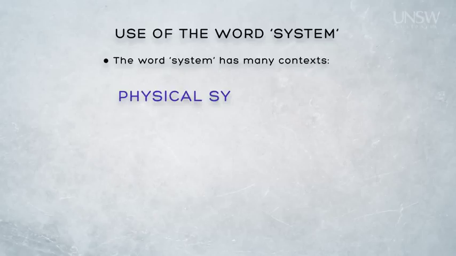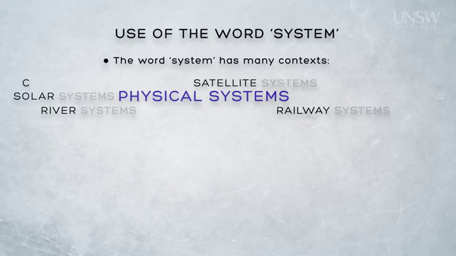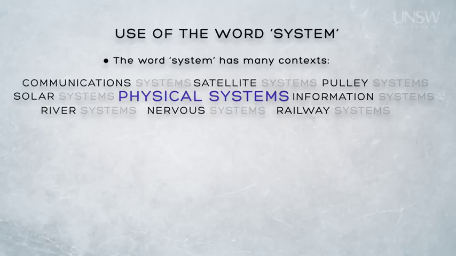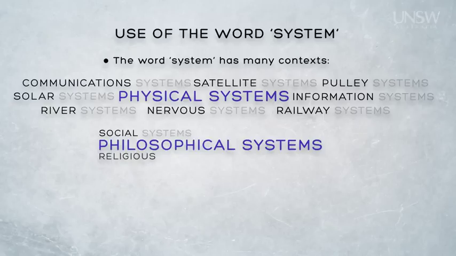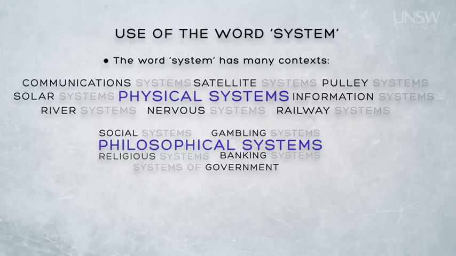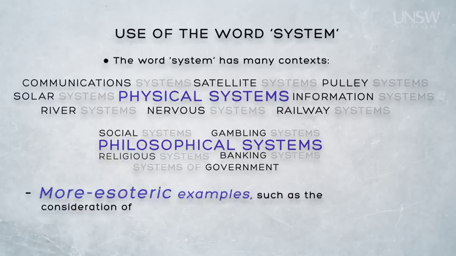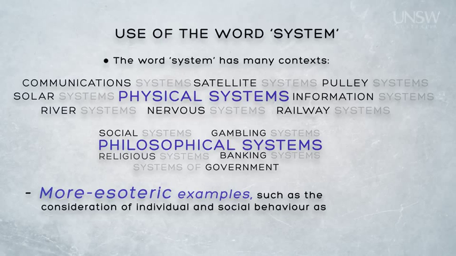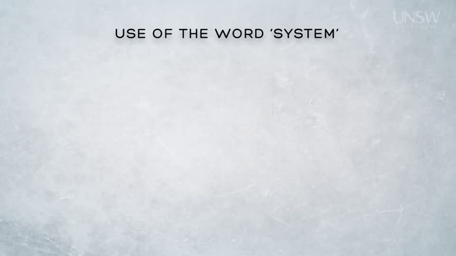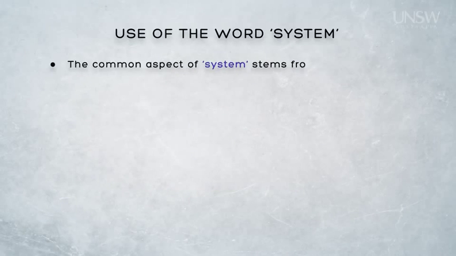There are physical systems such as solar systems, river systems, railway systems, satellite systems, communication systems, information systems, pulley systems, nervous systems, just to name a few. There are philosophical systems, social systems, religious systems, gambling systems, banking systems, systems of government, and many, many more. The word is even used for more esoteric examples, such as the consideration of individual and social behaviour as a system of purposeful events.